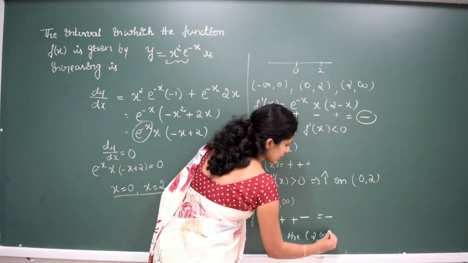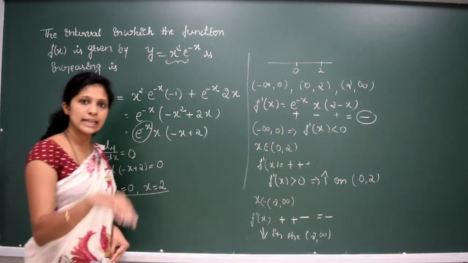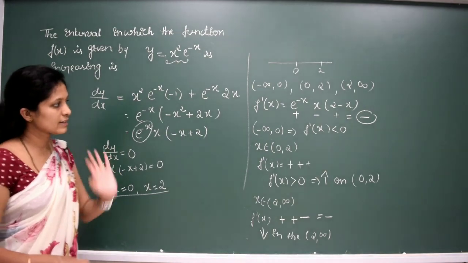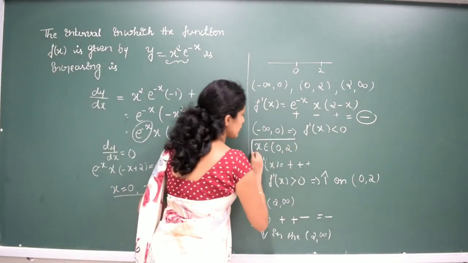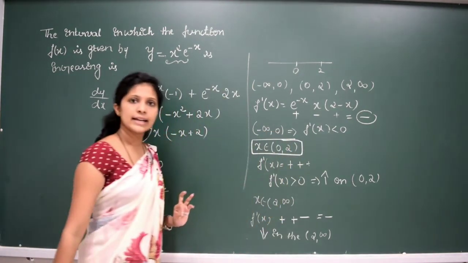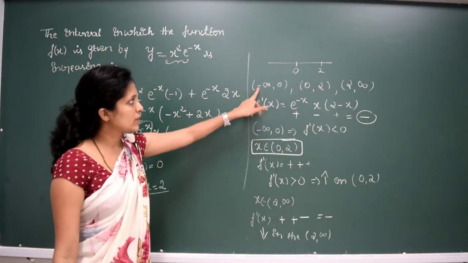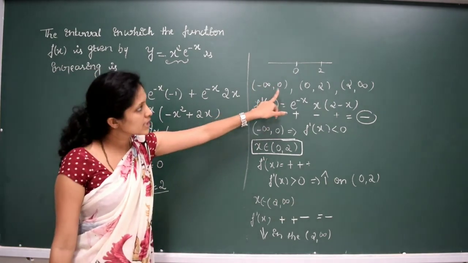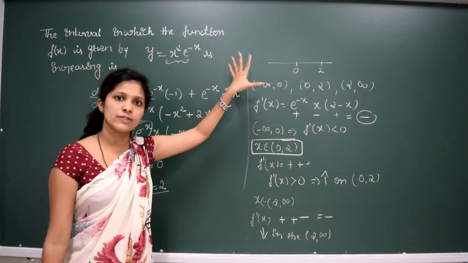Is it clear? The question is where the function is increasing. 4 options are there. In that, the correct option is 0 to 2. The function is increasing in the interval 0 to 2. In the remaining 2 intervals, I mean minus infinity to 0 and 2 to infinity, the function will be decreasing.